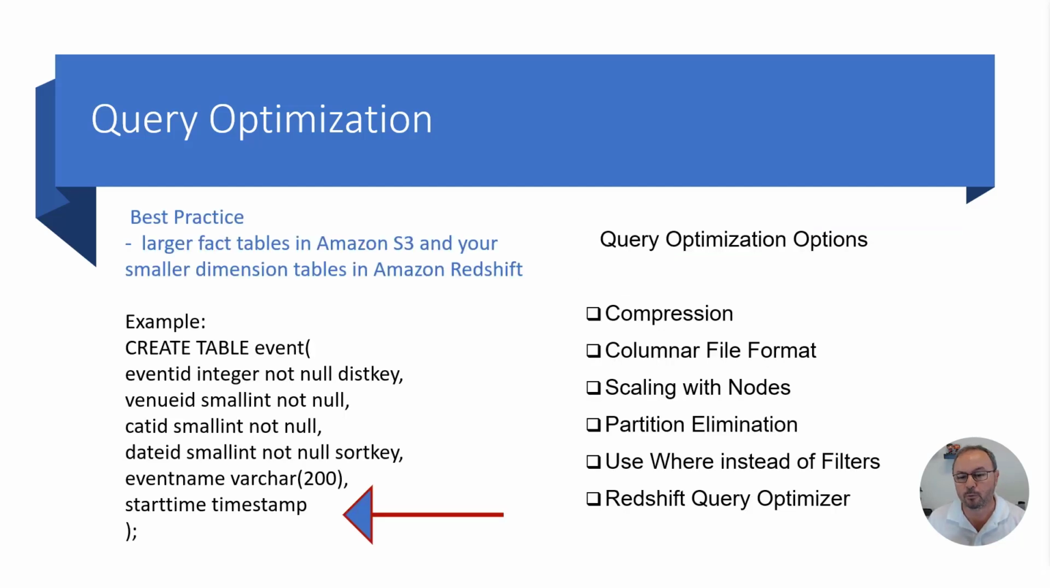Use limits. We want to use a limit as required. Now, in this slide I've got an arrow that points out very specific areas around how I'm creating a table. I want to make sure I create a table that supports the event ID that I need, the venue ID, the category ID, the date ID, and then a very specific character number and a start time.